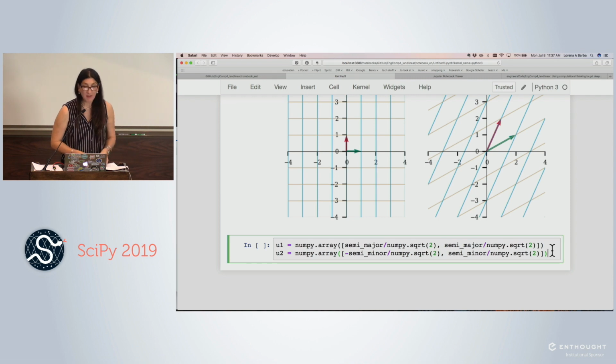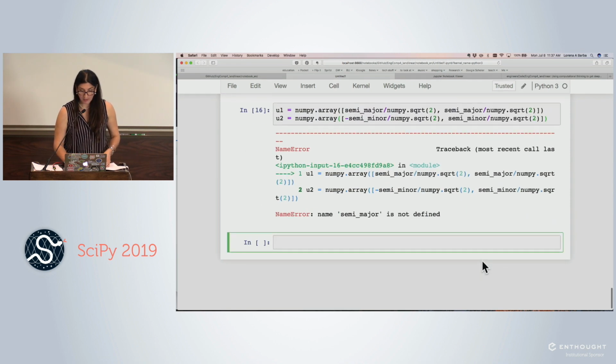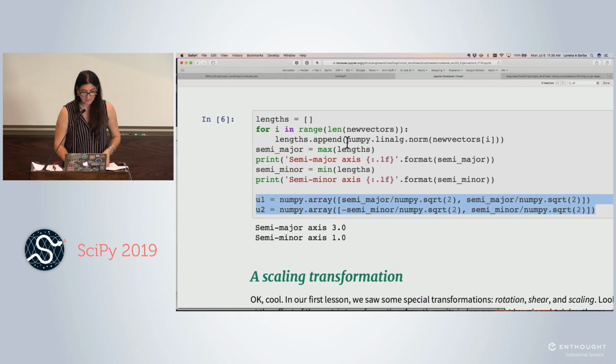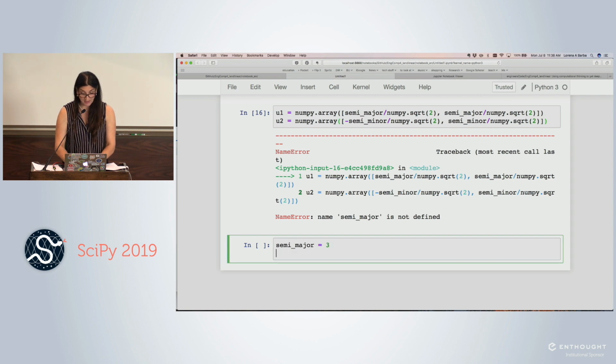And what we need is V1 and V2, which are the, yeah, of course. I'm going to do something cheating, and I'm going to set semi-major equals 3 because I know it's 3, and semi-minor equals 1.